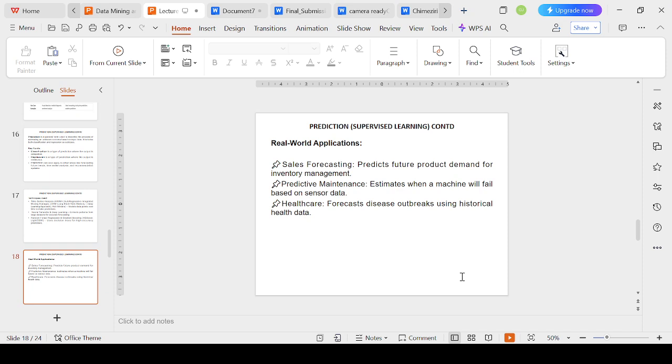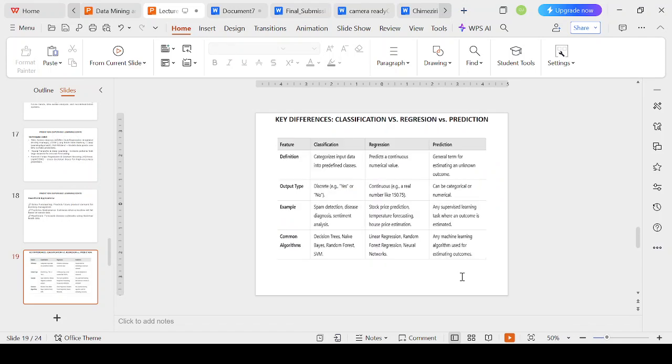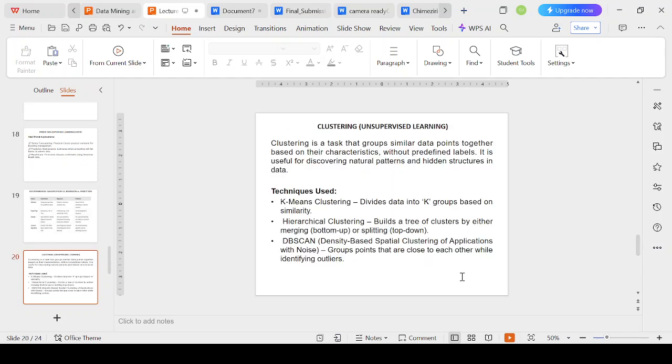Real-world applications are forecasting, predictive maintenance, and healthcare. These are where you apply it. These are the key differences between the two, which I've explained earlier, and we have said that prediction can generally be applied in this or that. So let's look at other techniques like clustering, an unsupervised learning technique.